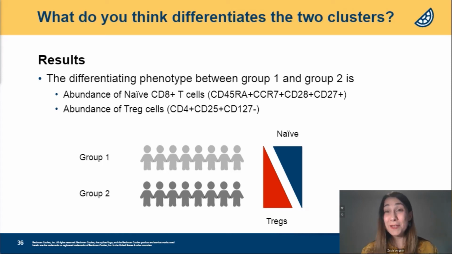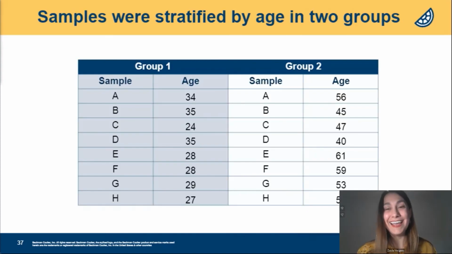So now that we have two biological signatures that define these groups, here we have our original data, showing how the data was stratified, and we have here our group 1 with the 8 samples and group 2 with the other 8 samples, and we have information about the age. And we can see that group 1 are younger compared to group 2, and group 1, remember, they have more naive cells and fewer Tregs.